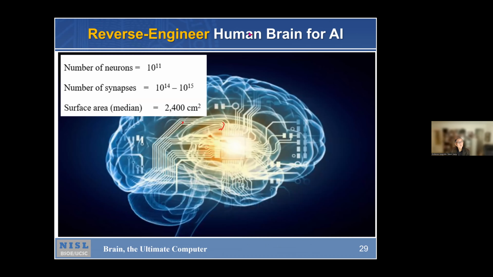When you look into reverse engineering the human brain, there are hundreds of billions of neurons, with 3 to 4 orders of magnitude more synapses that connect the neurons. That's like interconnects in an integrated circuit. And the total surface area is like a handkerchief size, 2,400 square centimeters. So if you pull out your handkerchief and lay it flat, that's roughly the surface area of a human brain.